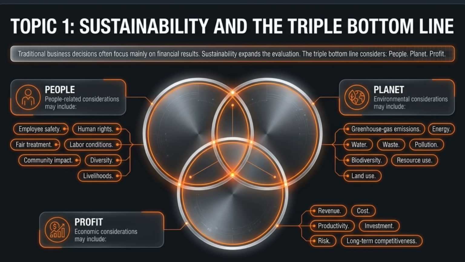Topic 1. Sustainability and the triple bottom line. Traditional business decisions often focus mainly on financial results. Sustainability expands the evaluation. The triple bottom line considers people, planet, profit. People.